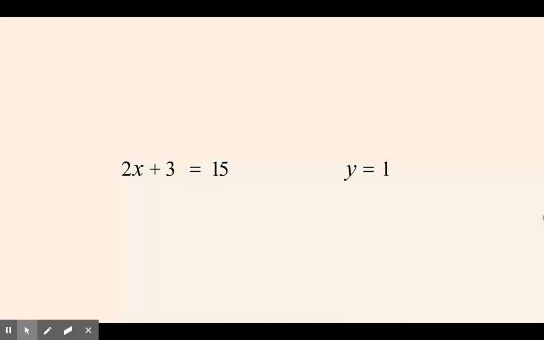We can now solve this equation for x by subtracting 3 from both sides, giving us the equation 2x equals 15 minus 3, or 2x equals 12. Dividing both sides by 2, we see that x equals 12 over 2, or 6.